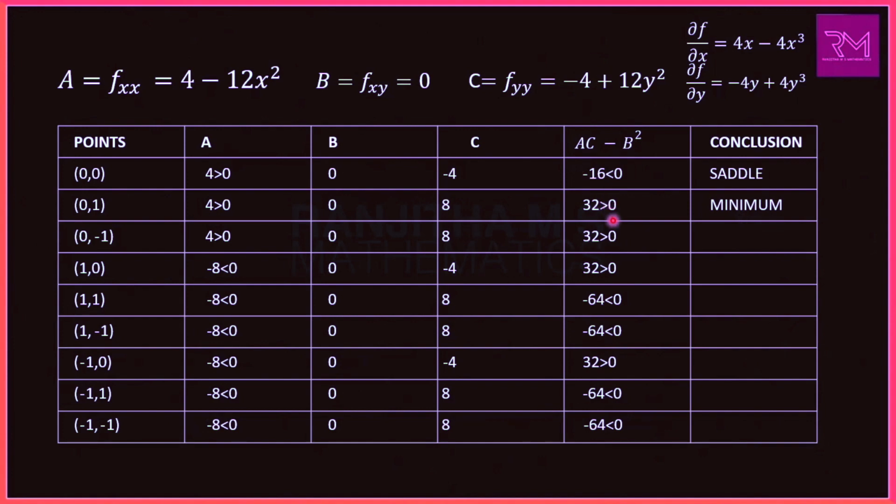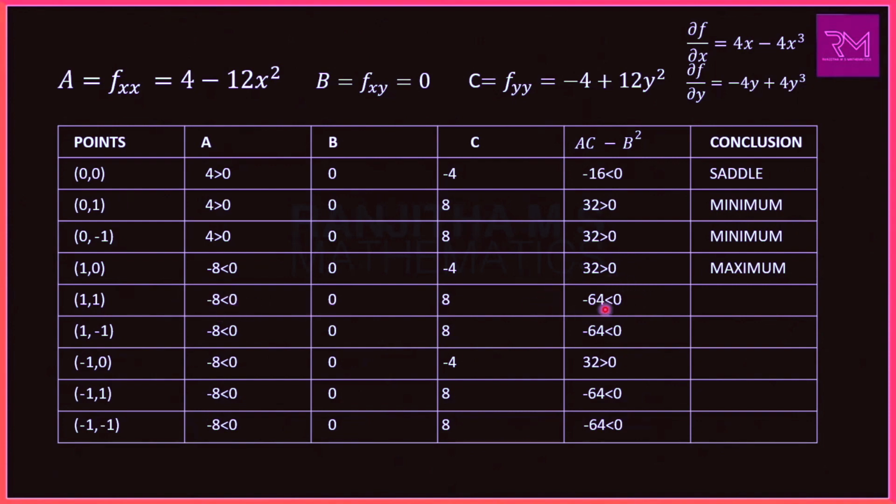Similarly, for the point 0, minus 1, AC minus B square is greater than 0 and A value is also greater than 0. Hence, we can conclude that it has a minimum value for the point 0, minus 1. For the point 1, 0, here AC minus B square is greater than 0, but A value is less than 0. Hence, we can conclude that it has a maximum point. Similarly, AC minus B square value is minus 64, which is less than 0. And A value is also less than 0.